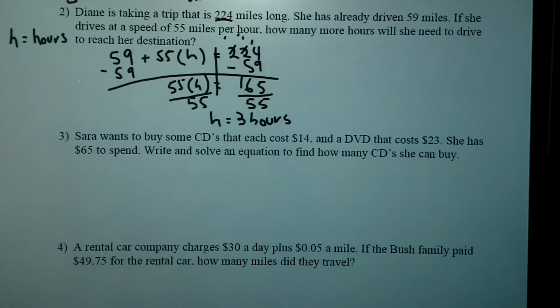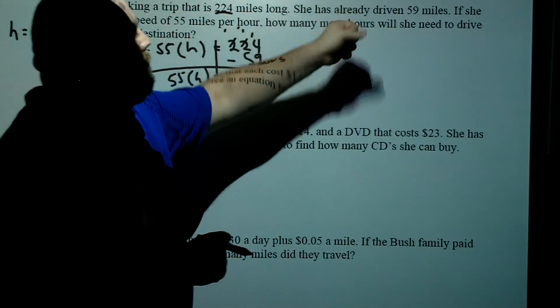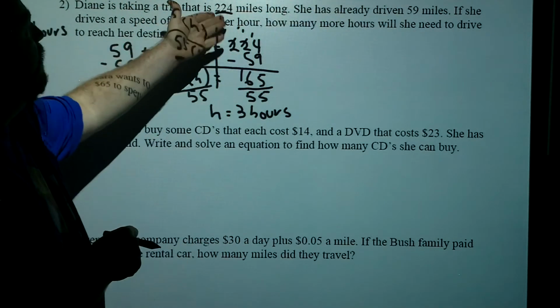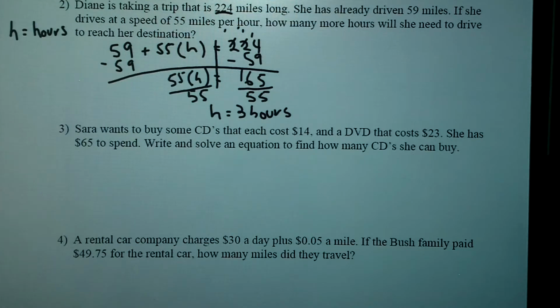Now when we're done, our answer should make sense. If I get an answer like 30 hours, well, she already went 59 miles, and we only have a little bit farther to go. She's maybe about a fourth of the way. She's going 55 miles an hour, so our answer should make sense. 30 hours would be a long time to take to get to 224 miles.